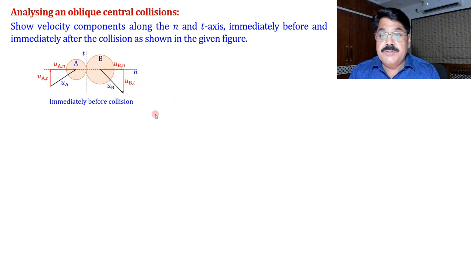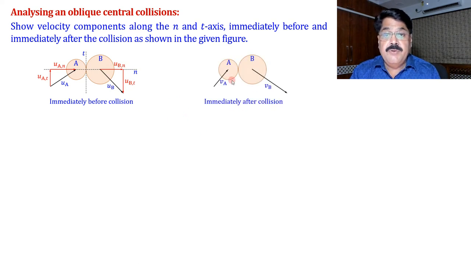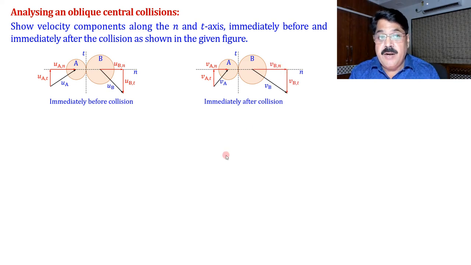Now we show a similar diagram immediately after the collision. Immediately after the collision, we have assumed these velocities VA and VB arbitrarily. Now we draw the t-axis and n-axis and show their components. So this will be VAT, this will be VAN, again this will be VBT, and this will be VBN. Now, as we have earlier discussed, the tangential components of velocities will remain unchanged. So VAT will be equal to UAT and VBT will be equal to UBT.